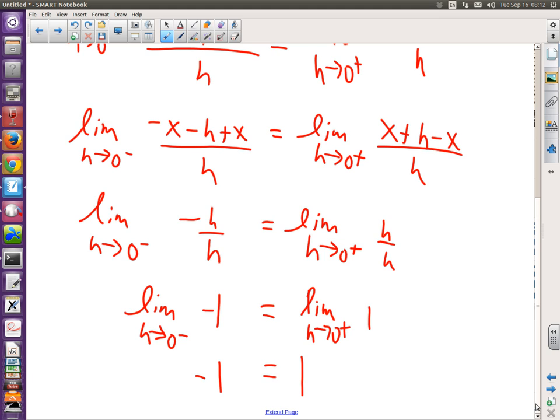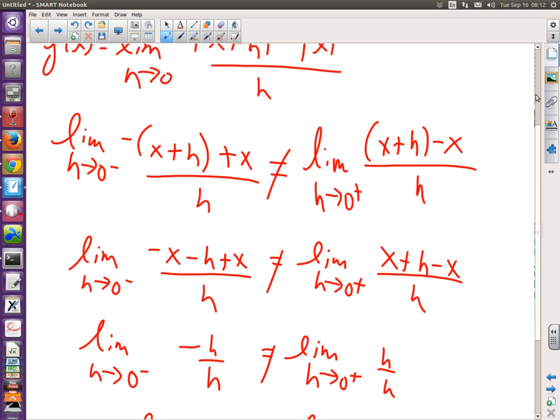So guess what? It's not equal. Not equal. Good. We did it. So the limit does not exist. The derivative doesn't exist. Like we said.